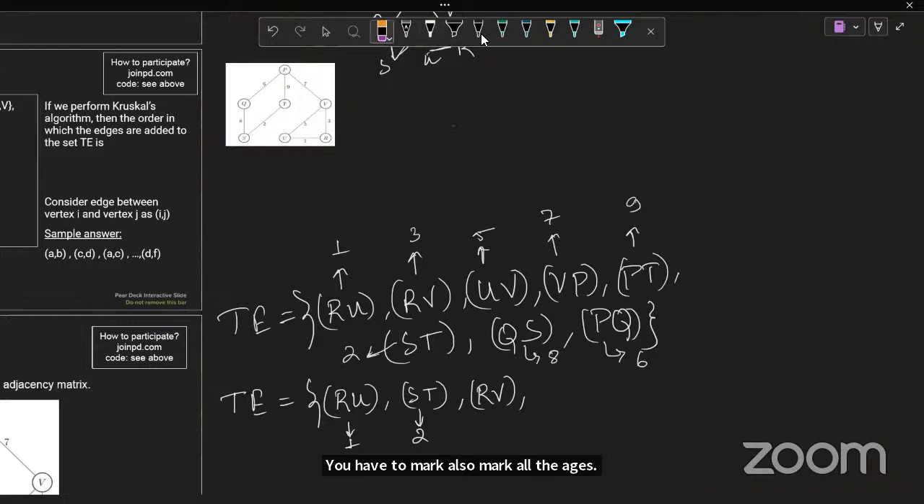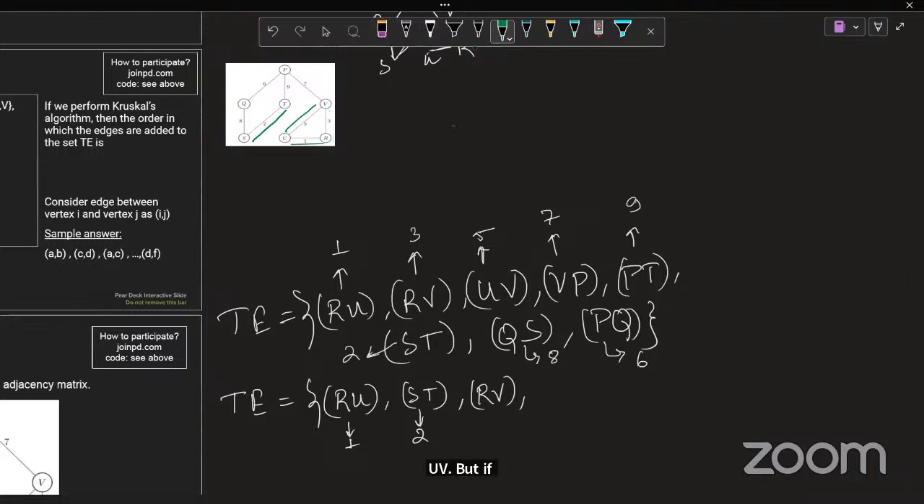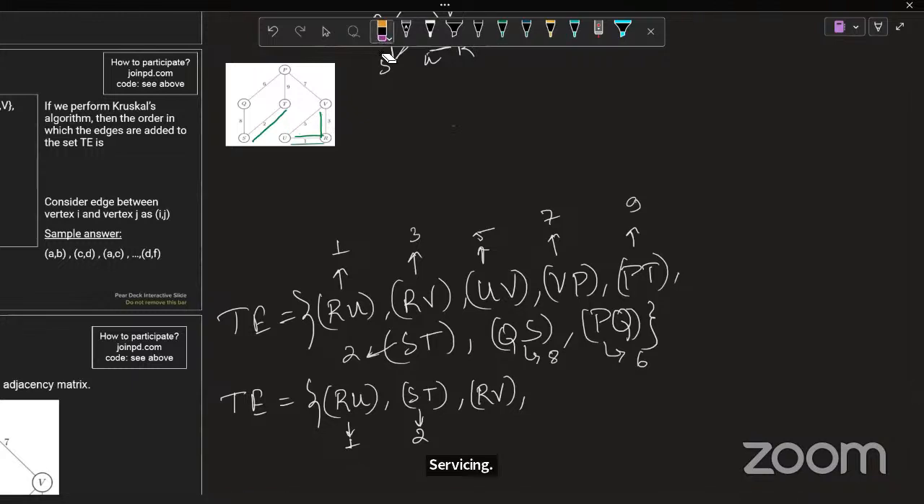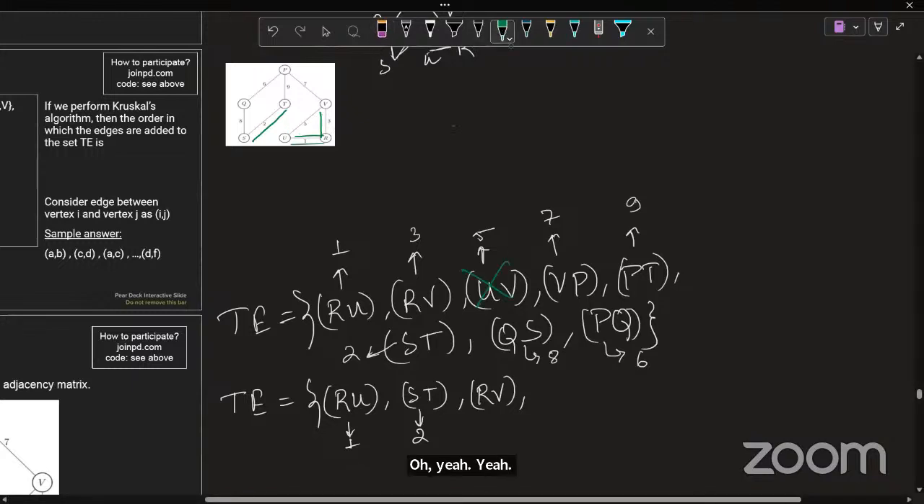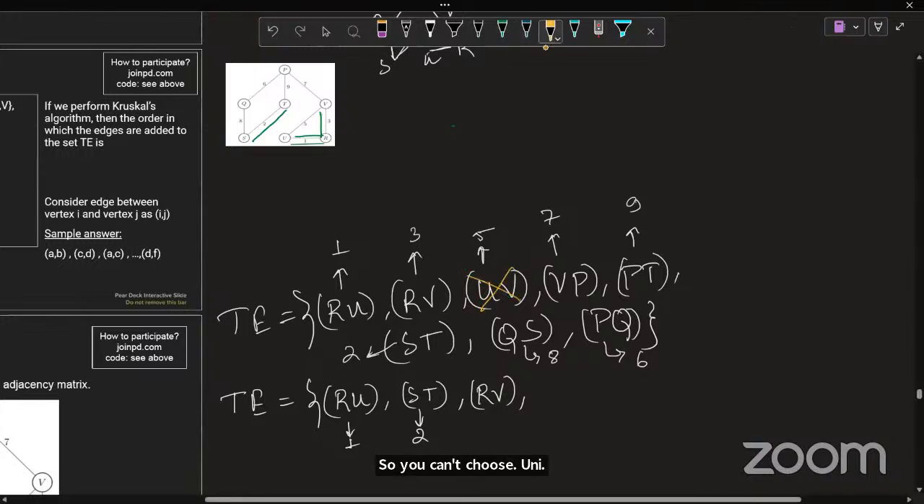Let me mark what edge I have chosen. So RV is done. ST is done. And what will be the next edge? RV is done. Okay, what will be the next choice? This one, UV, right? But if you choose UV, it will create a cycle. If you remember, it will create a cycle. So you can't choose UV. So you have to cross UV. Just cross this one, UV.